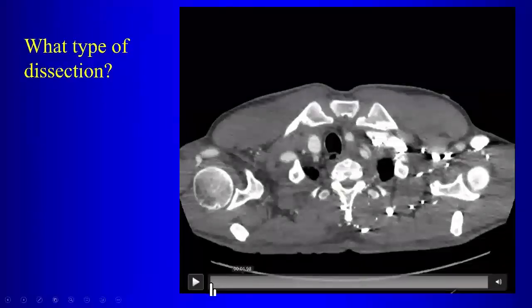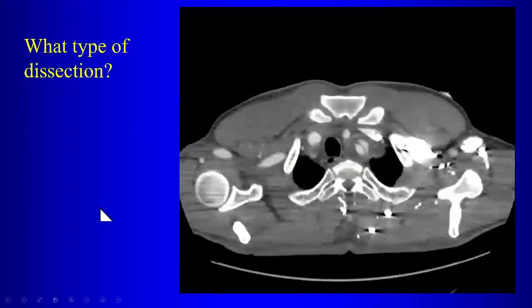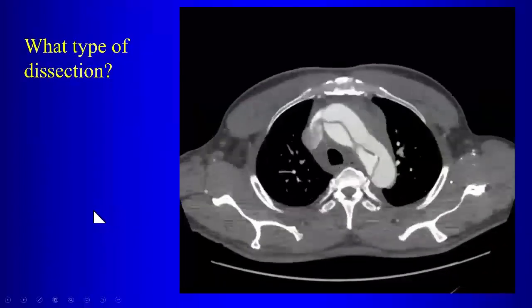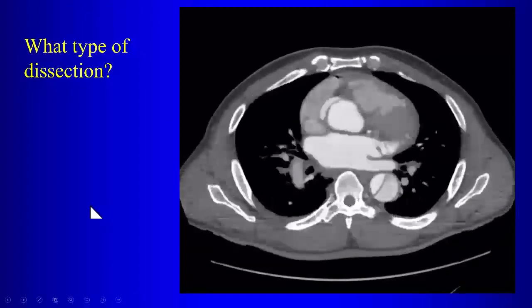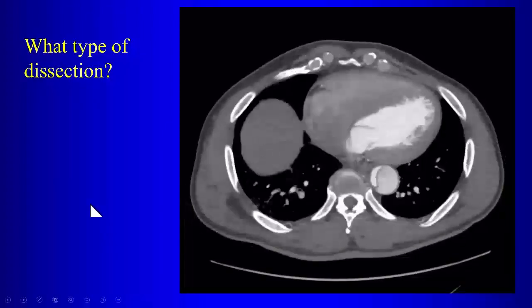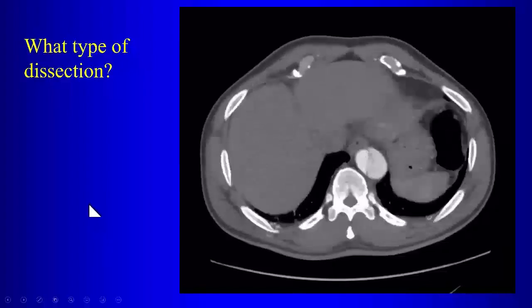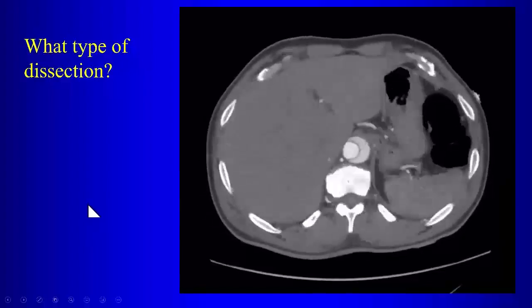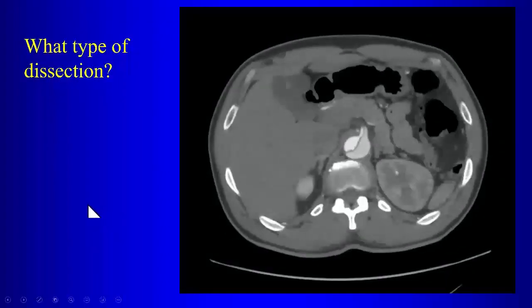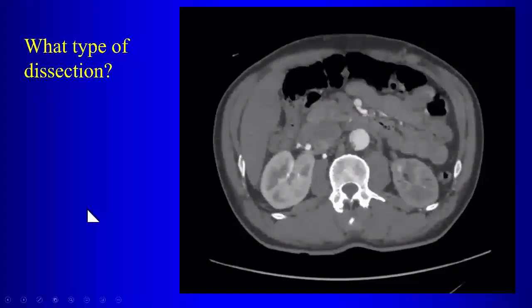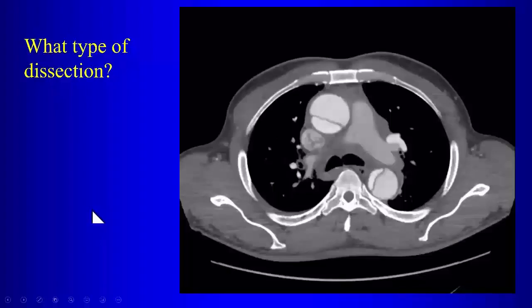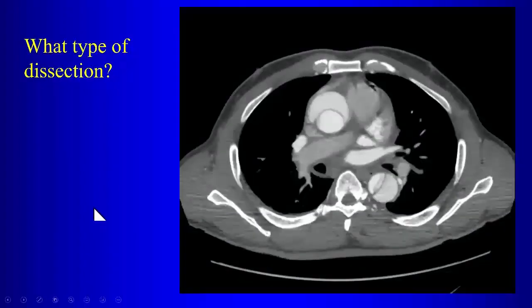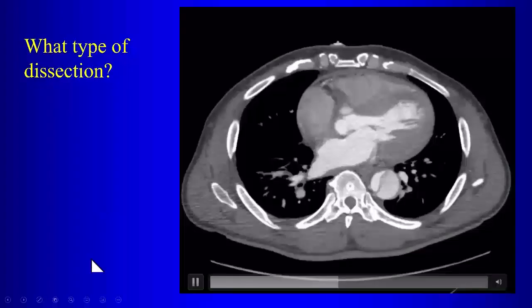Okay? So in this case, what will we say here? What kind of dissection is this? Stanford A. This is an A, and do you see where the entry tear is? Let's go through it again. It goes down pretty far. You can see it actually extends into the branch vessels there. Oh, ascending aorta. Yeah, so here you could see the entry tear is in the ascending aorta.